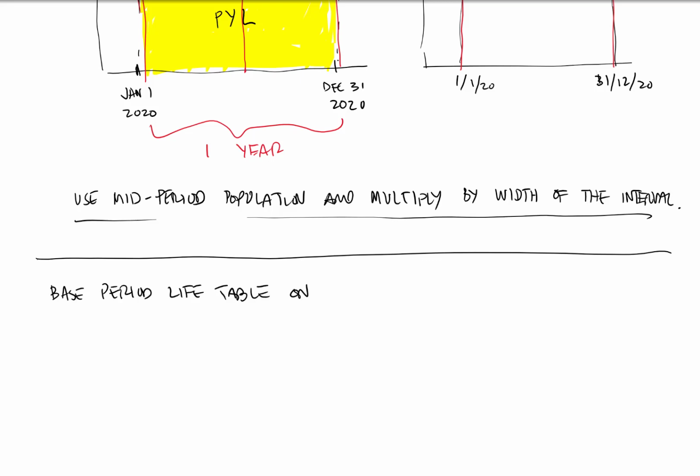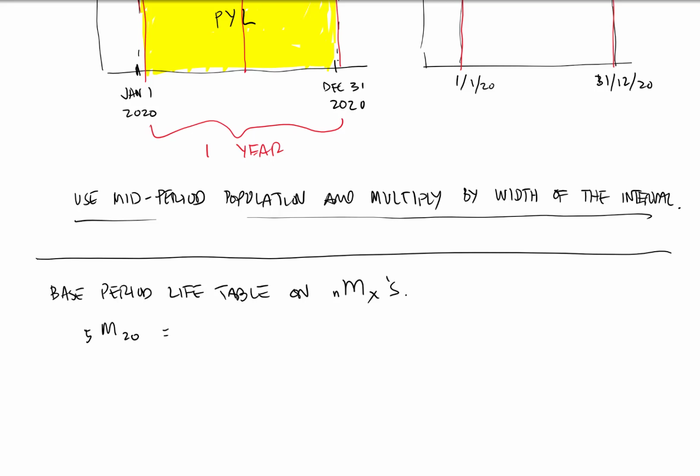So typically what we do is we base the period life table on the mortality rates, the nMx's. We can calculate the nMx's by looking at the number of deaths for a particular age group divided by the population at risk, and that would be something very close to the mid-year population. So if we wanted something like 5M20, that's the mortality rate between ages 20 and 24.